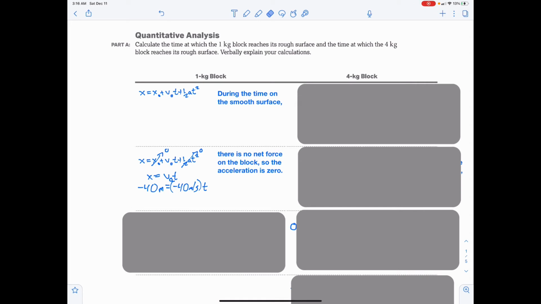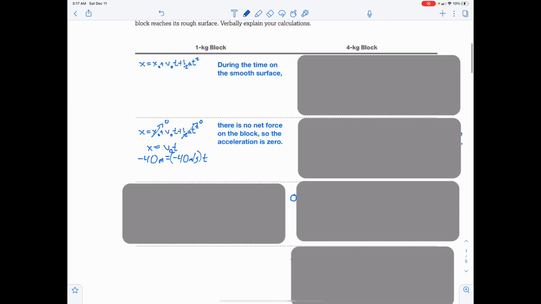Since there is no net force on the block because it's sliding on a frictionless surface, we can cancel out the acceleration portion, and the initial position is 0. And so we end up with x equals v naught t. And when we plug into that, negative 40 is the position of the block.